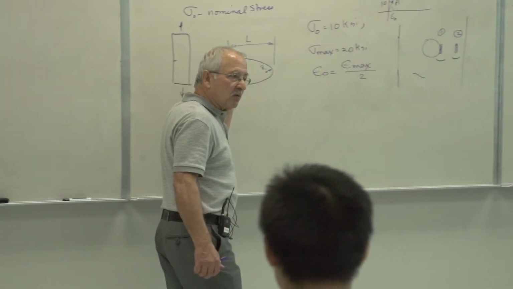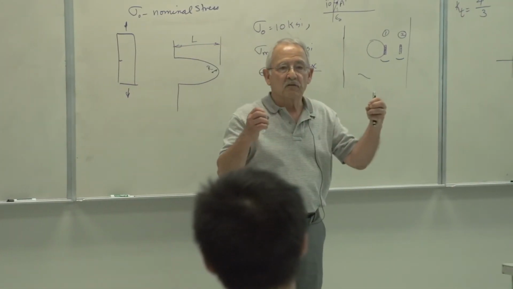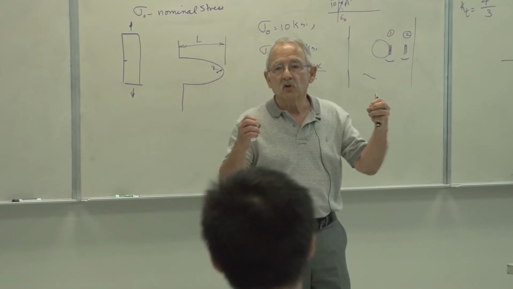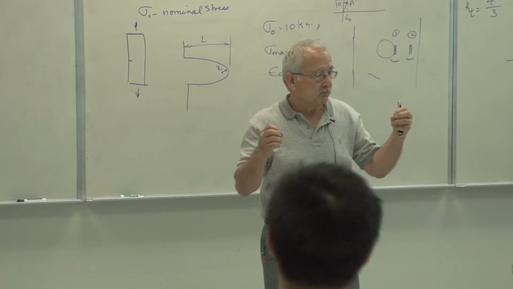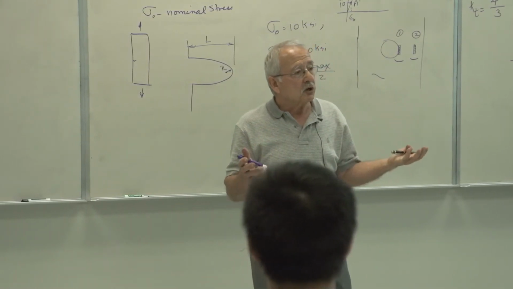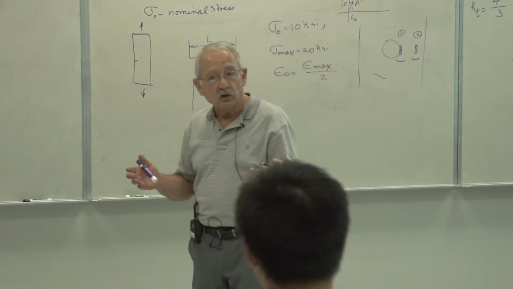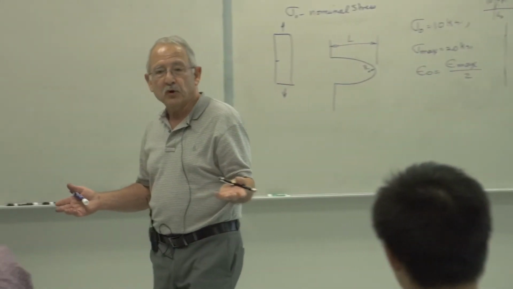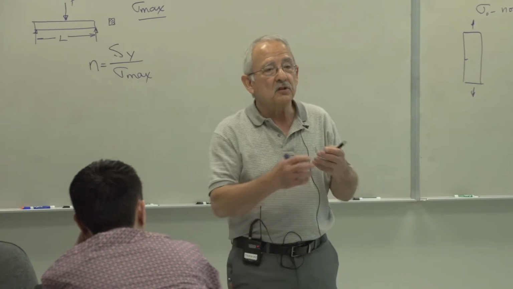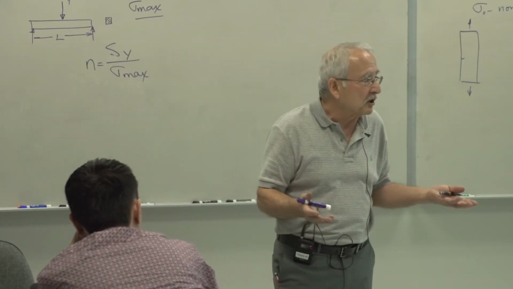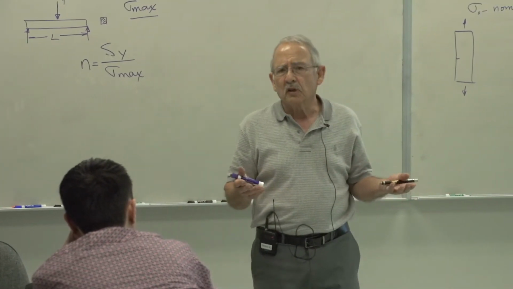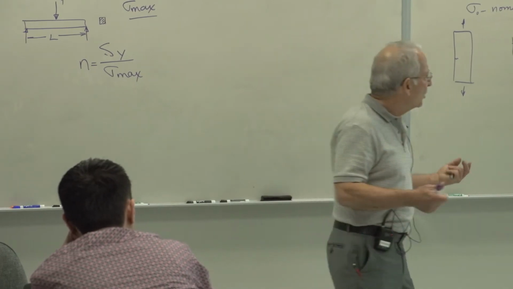Yielding is a type of failure because there's permanent deformation in the material. Dimensions change permanently. Fracture is a failure in the material because of the obvious reason that once the part fractures, it can no longer carry the load. But these are not the only types of failure. Consider this.